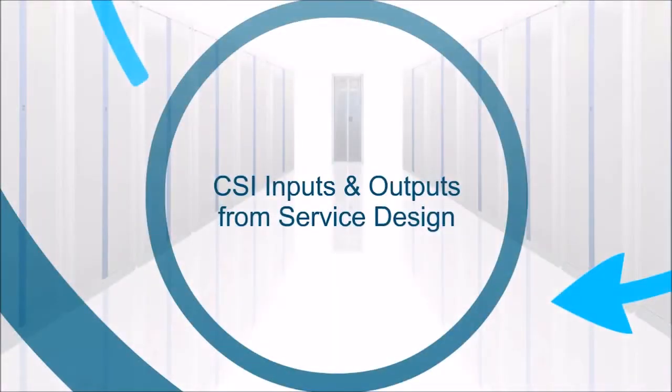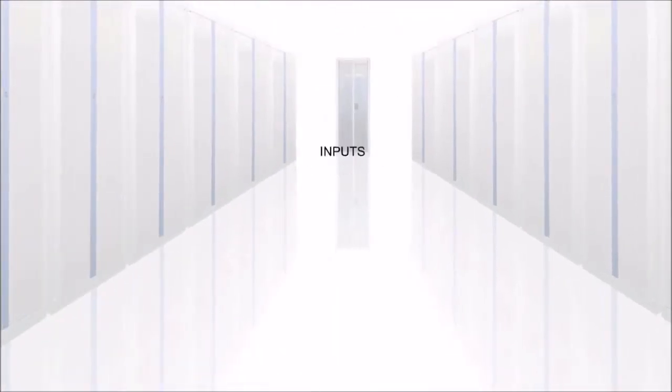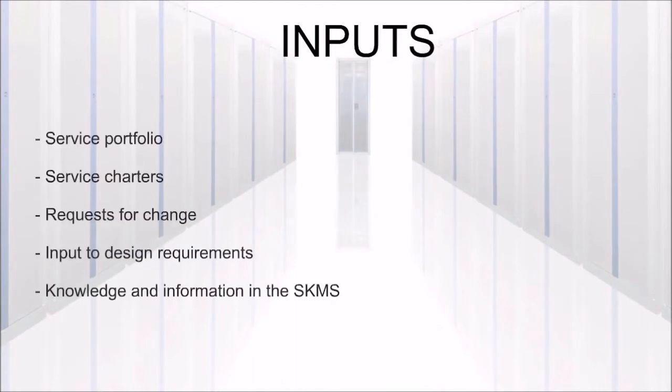Let's look at the CSI inputs for the design stage. The first is service portfolio. Second, service charters including service packages, service models, and details of utility and warranty. The third is requests for designing changes and improvements. Fourth is the input to design requirements from other life cycle stages. Finally, the knowledge and information in the SKMS.